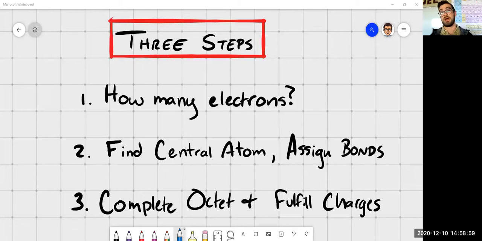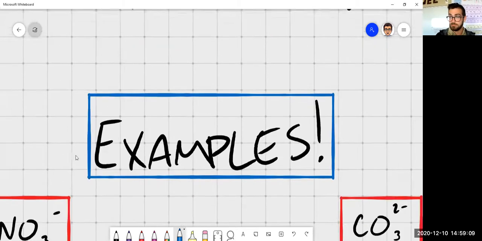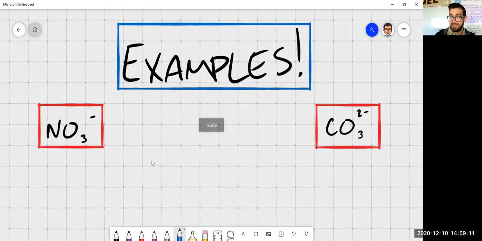Sometimes these ions will have an overall charge that you need to fulfill, but you also need to make sure you fulfill the charge of each individual atom. We're going to look at those here. This will be on your test, so please make sure you know how to do this.